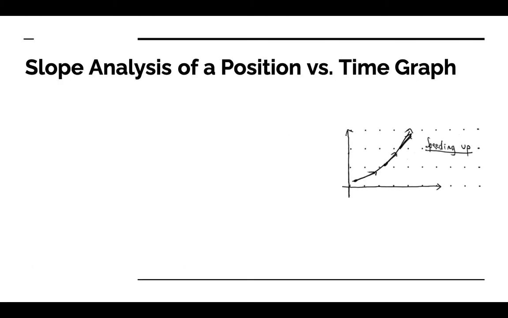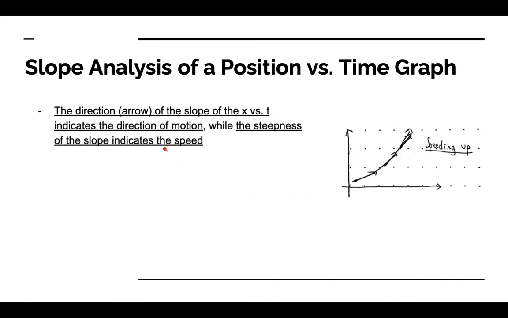So, slope analysis of a position versus time graph. We can use our slope in order to determine when an object's speeding up, slowing down, or vice versa, okay? So the direction or arrow of the slope of the position versus time graph indicates the direction of motion. So we can see right here that our arrow is pointing upwards on our slope that we draw at each point on our curve, indicating our object is heading towards the right. The steepness of the slope indicates the speed of our object.